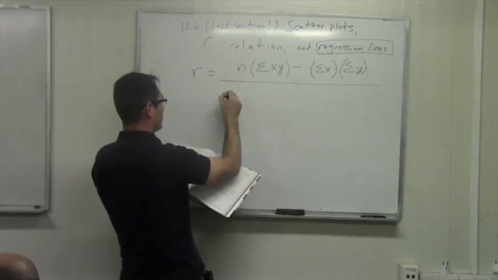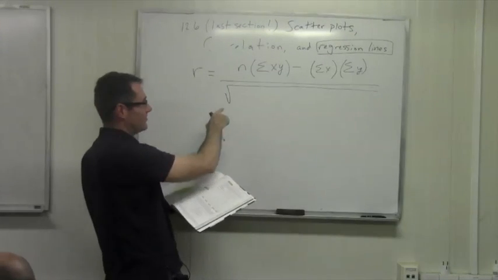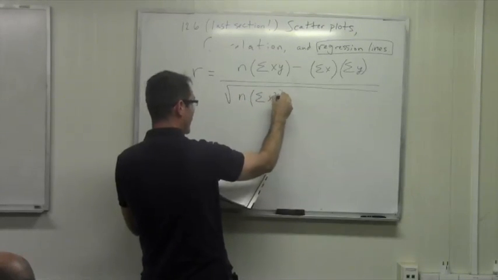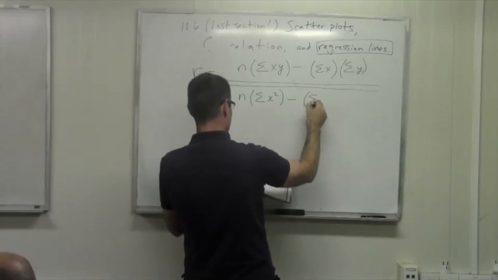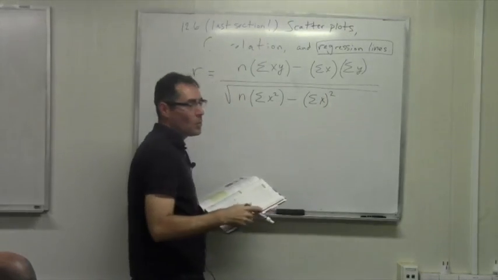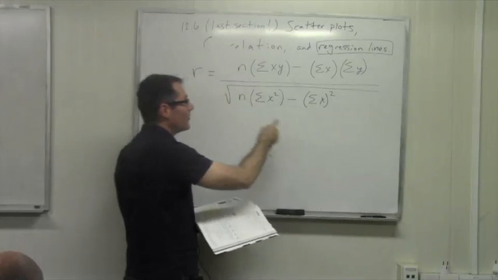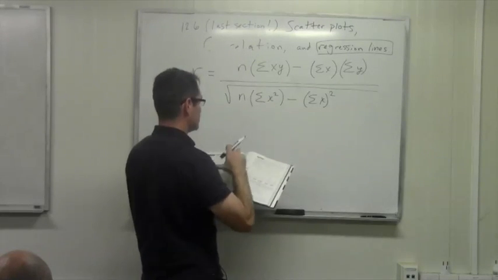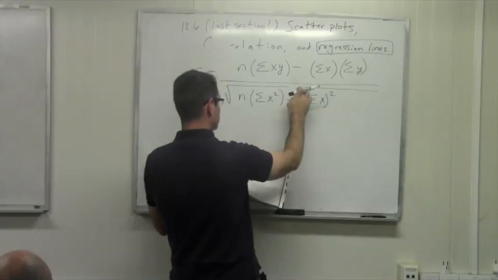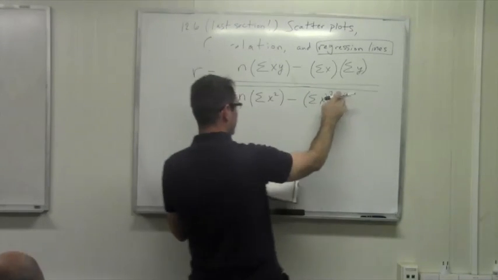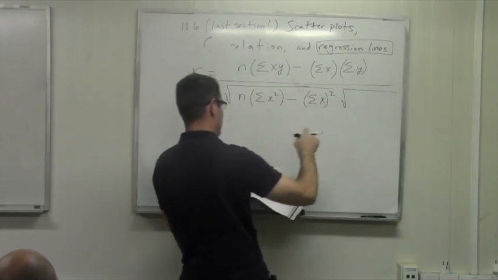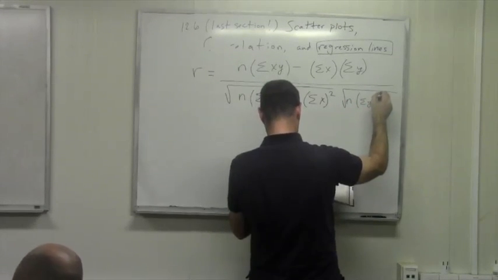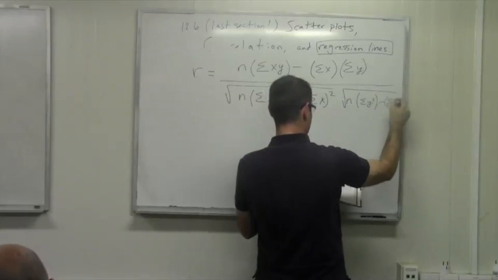Divided by the square root, and you can tell it's going to be long because I wrote that really long, of the number of data elements times the sum of all the x squared values minus the sum of all the x values squared. What this means is you add up all the x values, then you take the square. What this means is you do the squares of each individual value and then add them all up. Times, actually, it's going to be that times that, and then times another square root. You can't do it under the same square root. Times the square root of n times the sum of the y squareds minus the sum of the y's squared. And that's what it is.